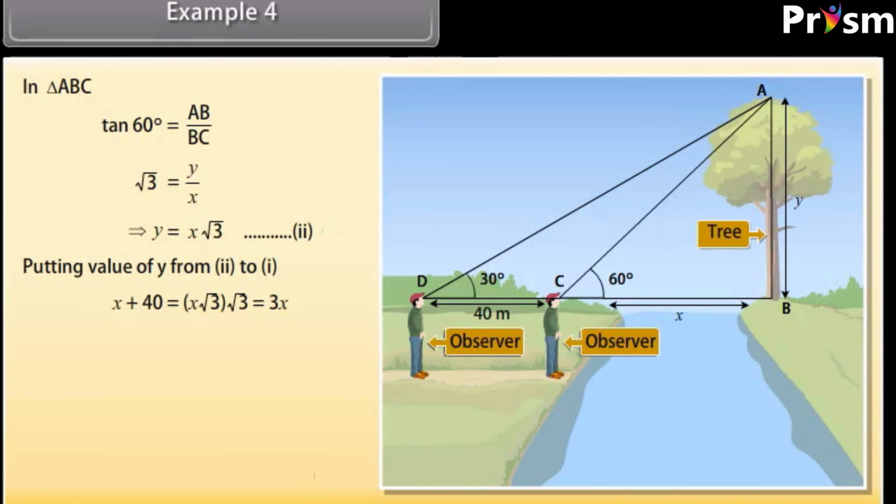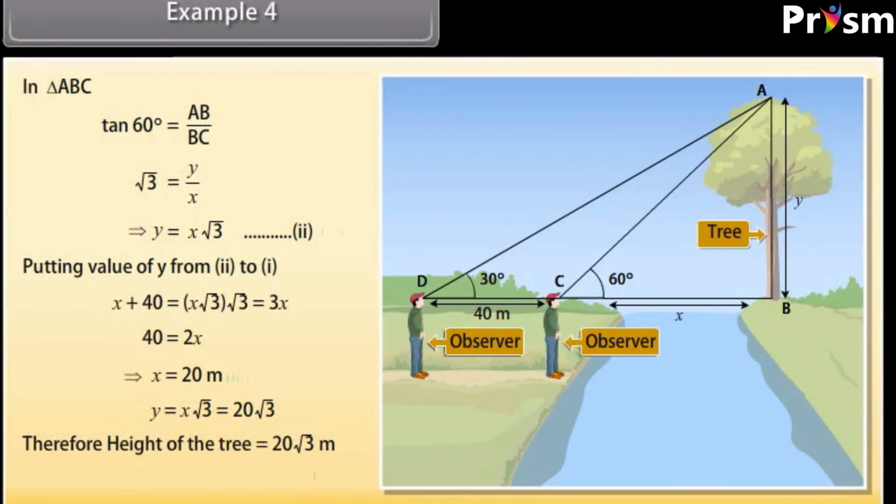On simplifying, we get 40 equals 2x, which implies x is equal to 20 meter, and y is equal to x into square root of 3. On putting the value of x, we get 20 square root of 3. Therefore, the height of the tree is 20 square root of 3 meter, and the width of the river is 20 meter.